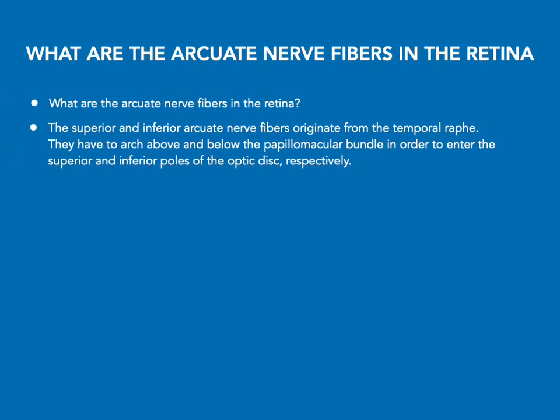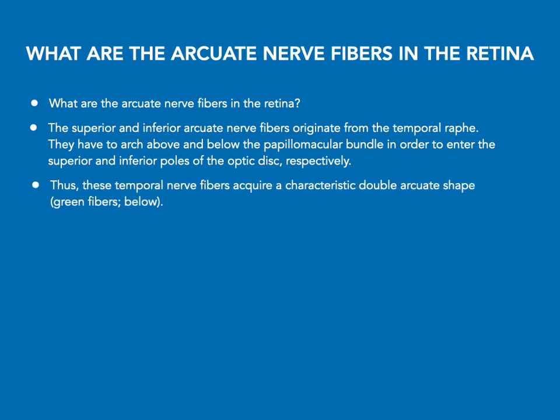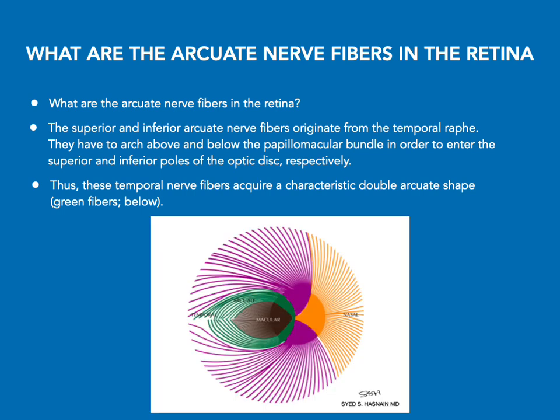The superior and inferior arcuate nerve fibers originate from the temporal raphe. They have to arch above and below the papillomacular bundle in order to enter the superior and inferior poles of the optic disc, respectively. Thus, these temporal nerve fibers acquire a characteristic double arcuate shape. As you can see in the schematic diagram below in the green fibers, you can see the superior and inferior arcuate nerve fibers.